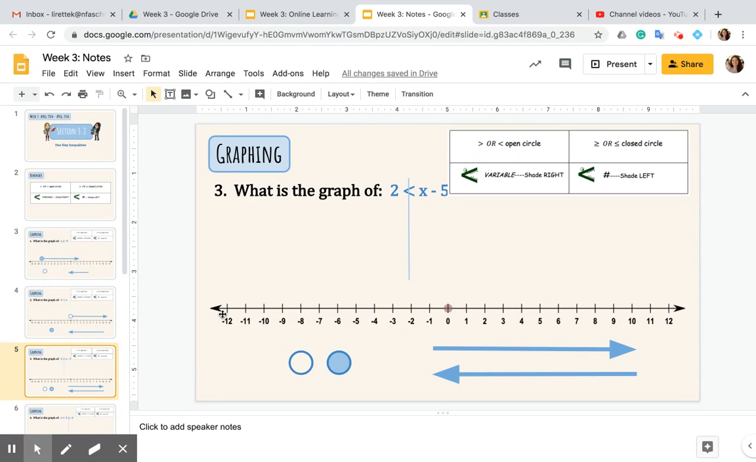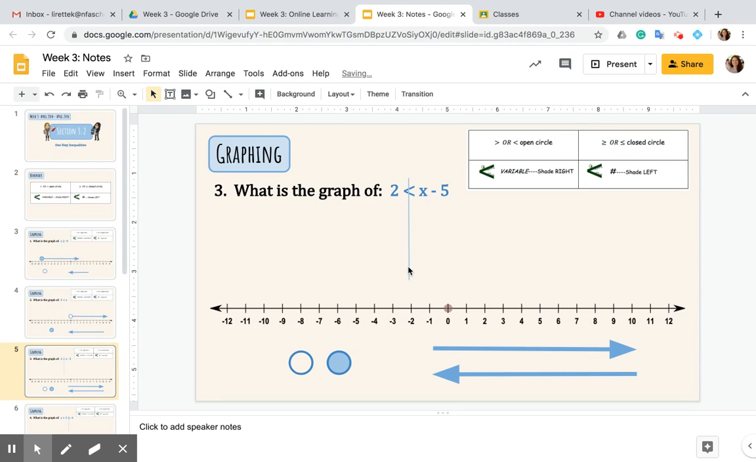Okay, now for the real meat and potatoes of this lesson. Let me move this table a little bit so we can see what's going on here. Right off the bat, this problem looks different from what we just did. Not only am I going to have to graph, I'm going to have to get the variable alone. You have to get the variable alone before you graph an inequality, meaning we have to solve this first.